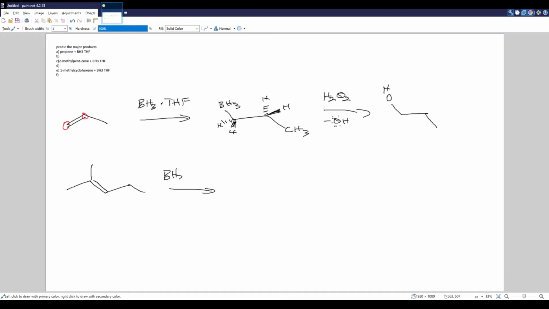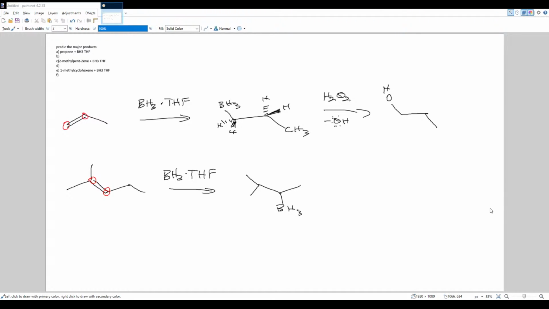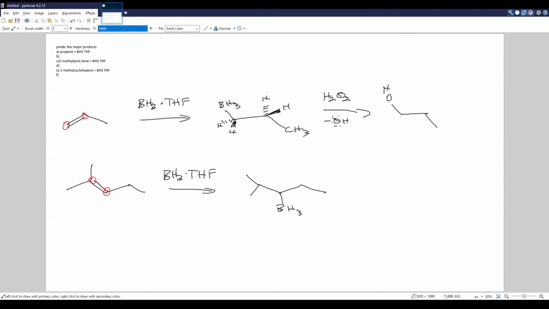added with the BH3THF. So which one of these is the least substituted carbon on the double bond? So this is going to be the least substituted carbon. This is going to be the most substituted carbon. So that means our product's going to be something like this. Or, let me see. Yeah, something like this, where one of these is a hydrogen.